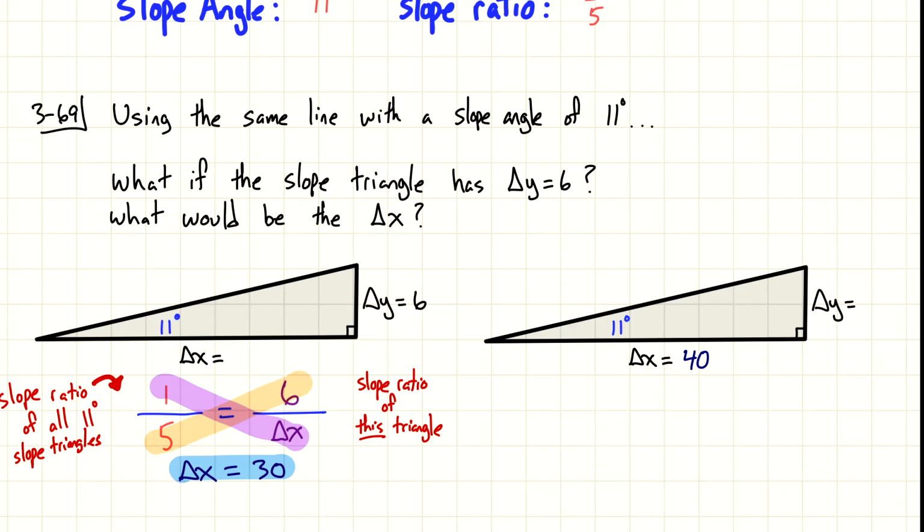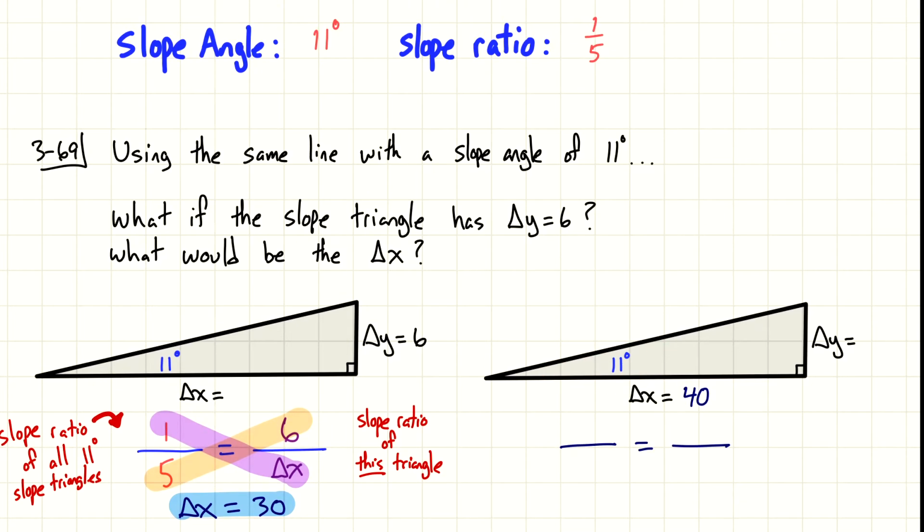So to start this, I'm going to set up a proportion. So I'm going to have a fraction equal to another fraction. And so this is an 11 degrees. So I'm thinking, what are all the other 11 degrees slope ratios equal to? And like I have above, slope angle is 11 degrees. That means the slope ratio is 1/5. All right, so then I'm going to fill in 1/5.